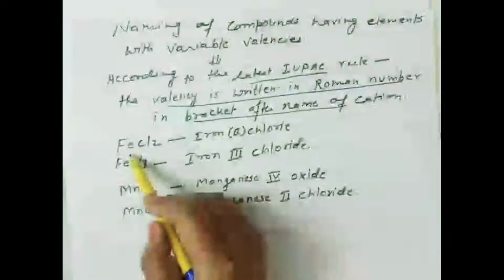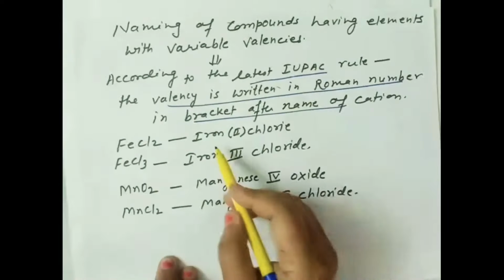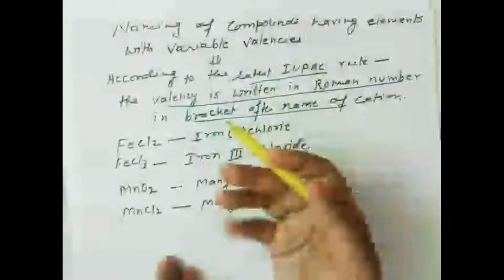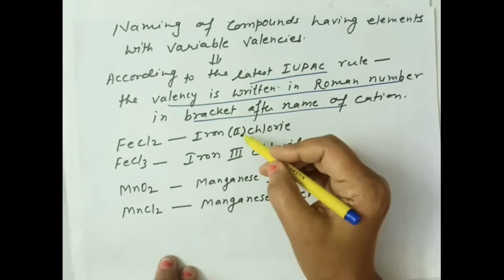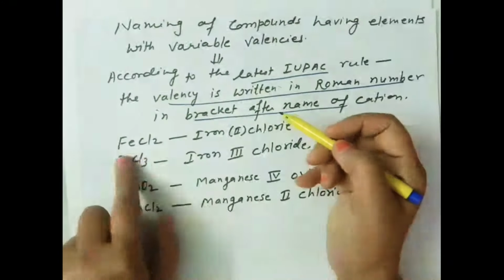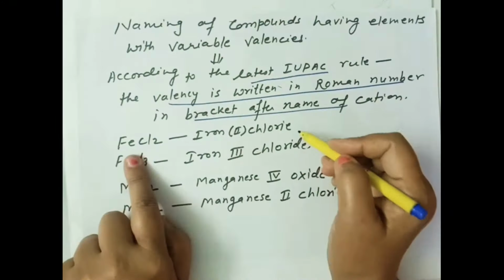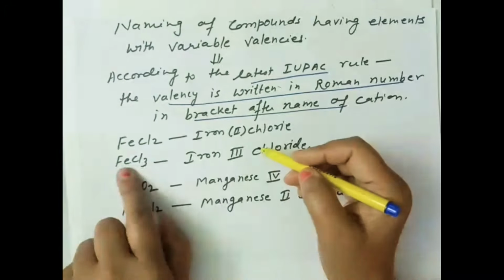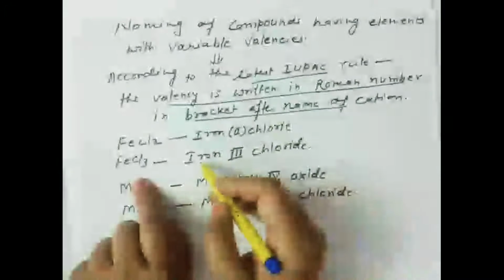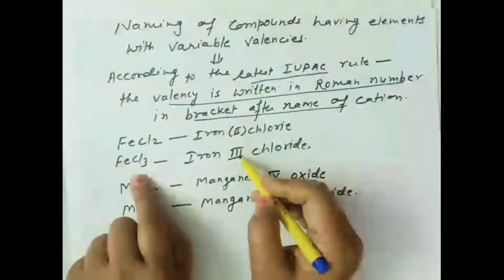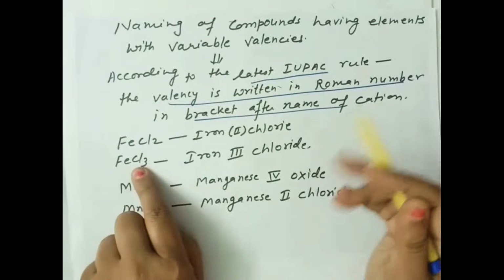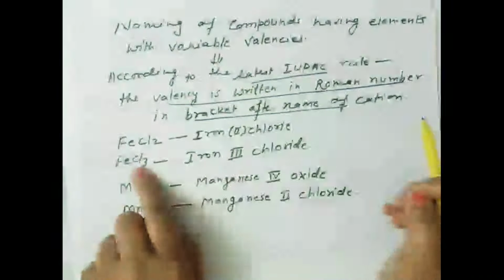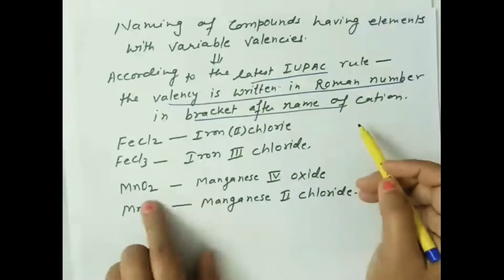So FeCl2 is written as iron in brackets, or you may not write it in brackets, but in the Roman number you will write 2 because the valency of iron is 2, and chloride. For FeCl3, the valency of iron is 3, so you will just write iron 3 in the Roman number for its valency. Iron 3 means the valency of iron is 3. And chloride, chlorine, the second part being the non-metal, and the ide suffix is added.